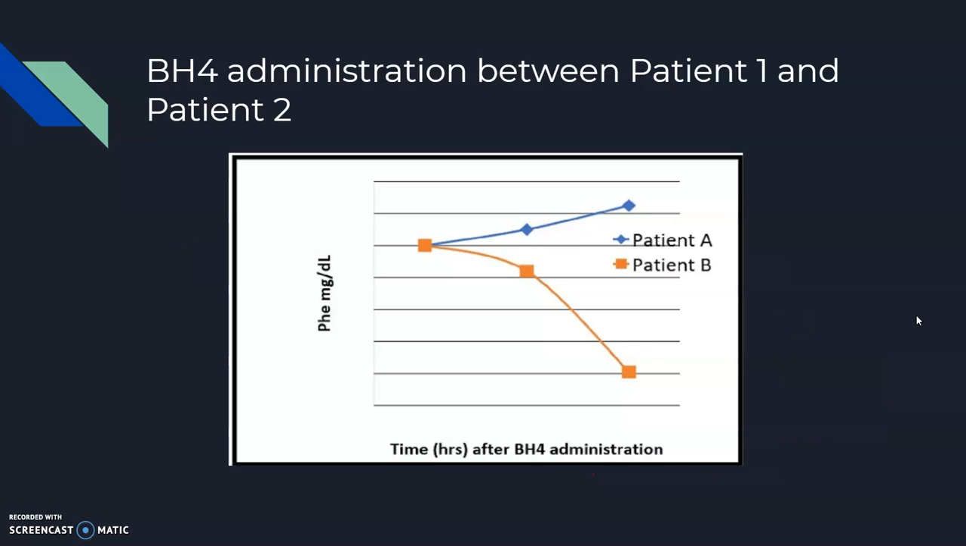Now, this is the diagram for BH4 administration between patient 1 and patient 2. As you can see, patient A has a slight increase in phenylalanine levels after 8 hours. So this is before they administered, 4 hours, and 8 hours later. Patient A has a slight increase, and patient B has a significant decrease in phenylalanine levels.